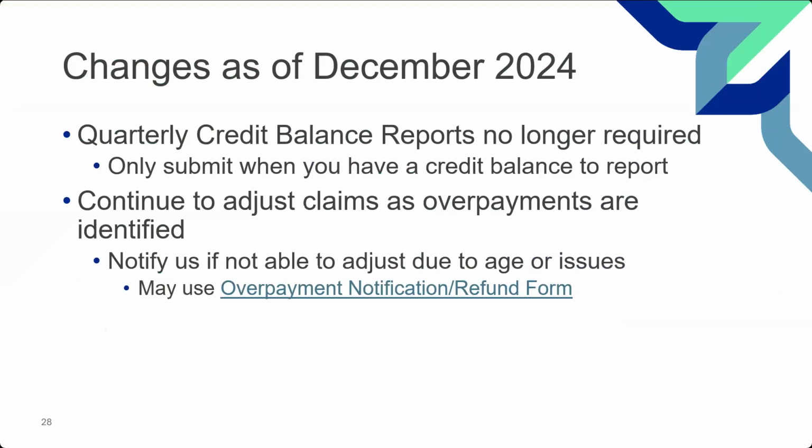And if we didn't receive your mandatory quarterly credit balance report within 30 days following the end of the quarter, your payments were withheld until we did. So again, it took some time for you to submit those reports. It took time for us to receive them and process them, especially when we were receiving paper reports, whether that was by mail or by fax. And so it just wasn't efficient.